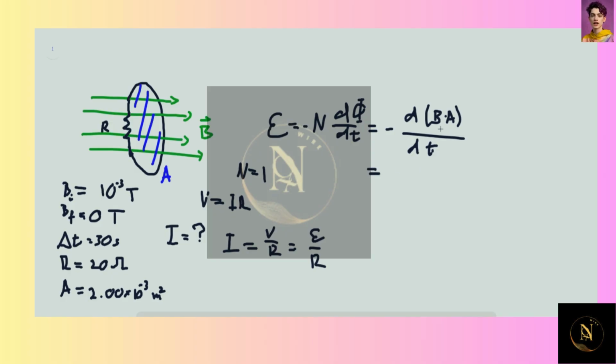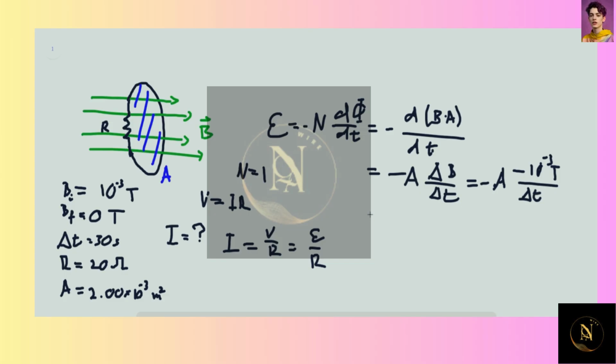And so here, we're told that A is the area. It does not change, and so A comes out. And so we just write this as a big change in B over a big amount of time. And so B goes from 10 to the minus 3 Tesla to 0 Tesla. So it actually has a change of minus 10 to the minus 3 Tesla divided by dt.